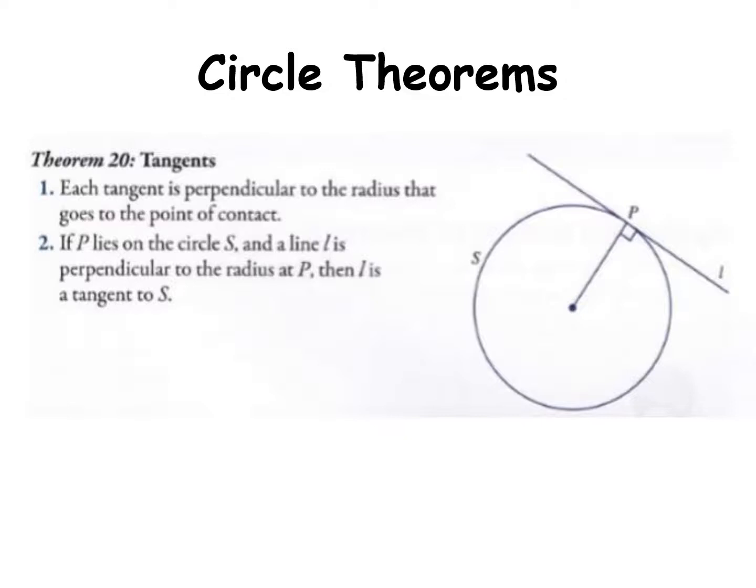The first theorem is theorem 20, which is about tangents, and it says each tangent is perpendicular to the radius that goes to the point of contact. That's saying a tangent and a radius are perpendicular at the same point, and you can clearly see it over here on the right. It then has the second part of the theorem, which states if P lies on the circle S, and the line L is perpendicular to the radius at P, then L must be a tangent. So we can work this both ways. If I know it's a tangent, I know it's perpendicular. If I know it's perpendicular and touches the circle, it must be a tangent.